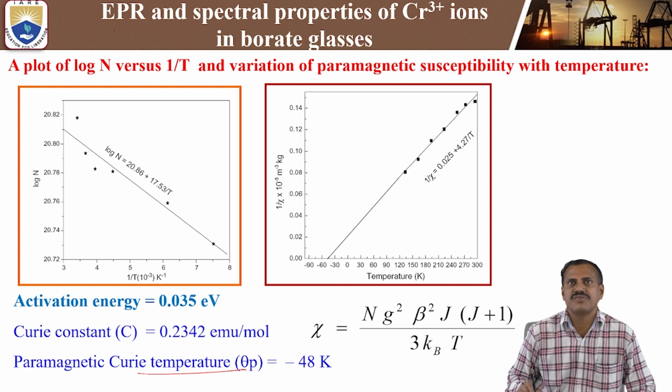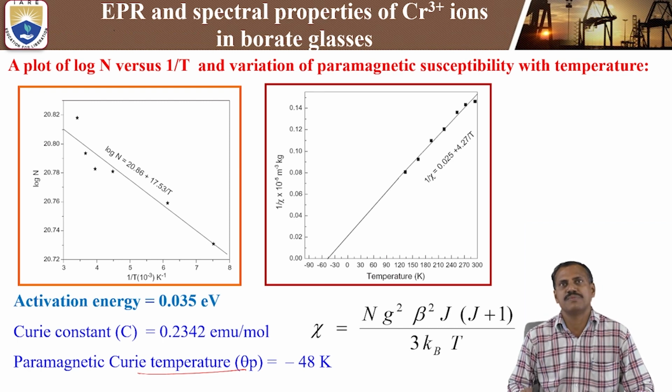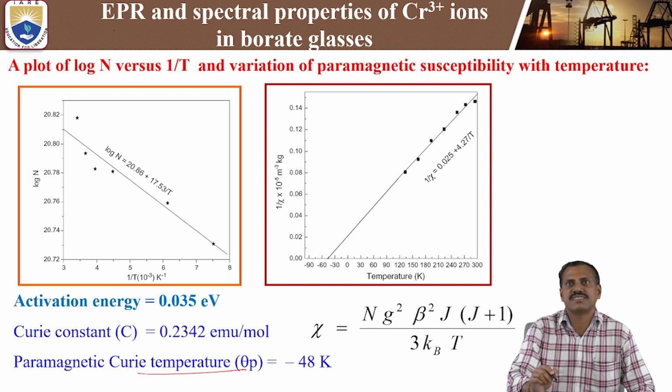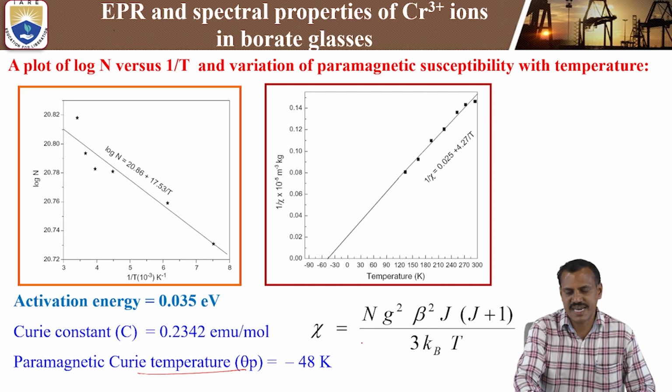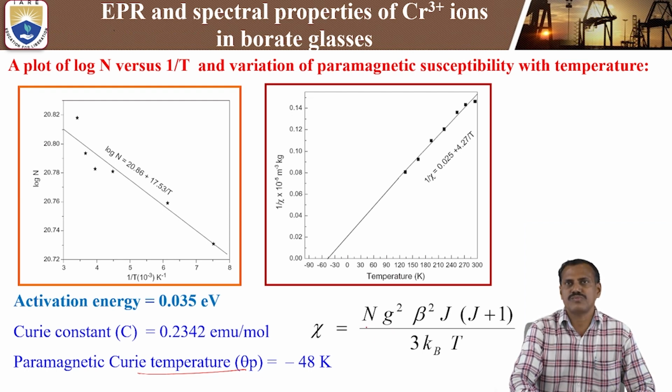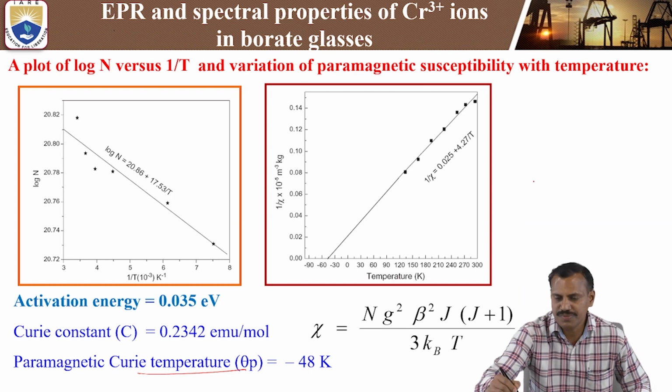In the other graph, we plot temperature versus susceptibility. That means susceptibility also we are going to calculate by using the ESR signal. In this susceptibility, we use the formula N g squared beta squared J(J+1) over 3 Kb T. N is the number of spins participating in the chromium 3+, and g is the spectroscopic splitting factor. Beta is the Bohr magneton. J is the orbital quantum number for the chromium 3+ ion.